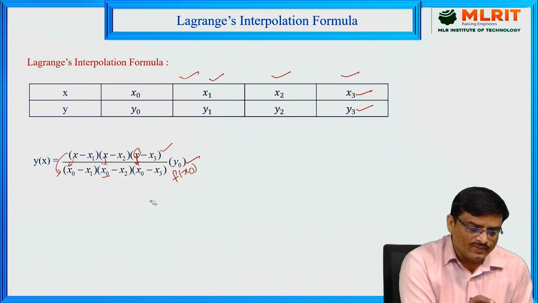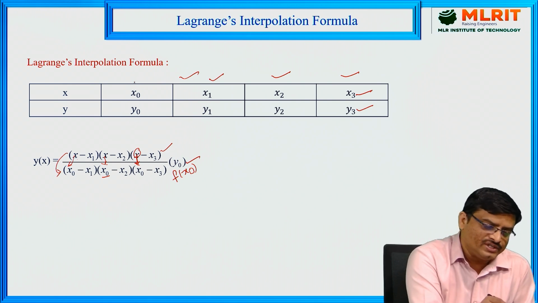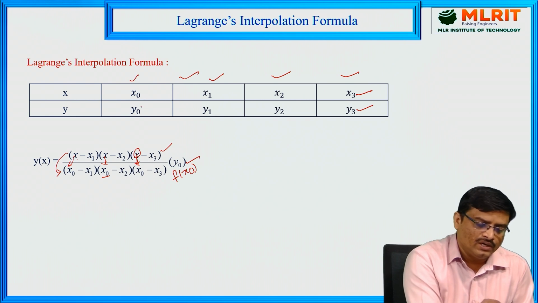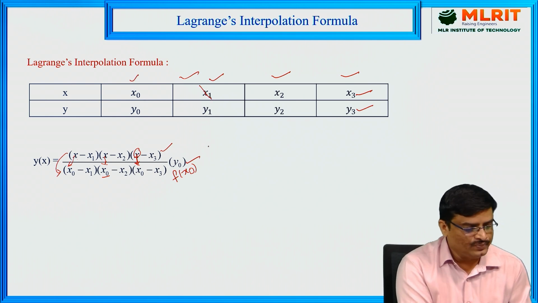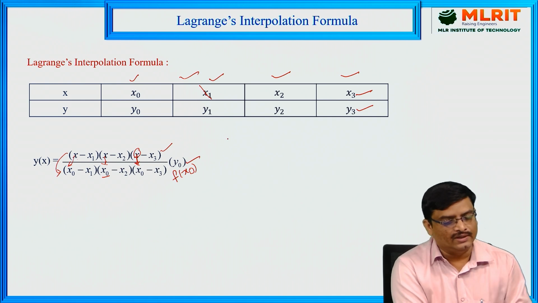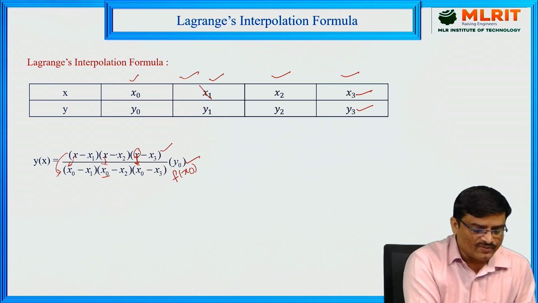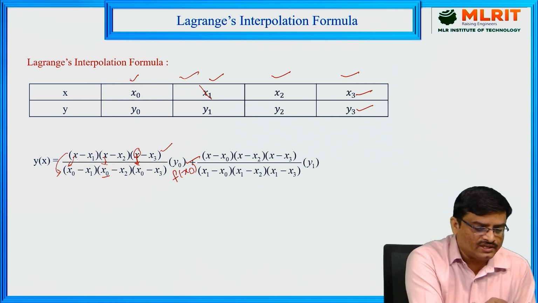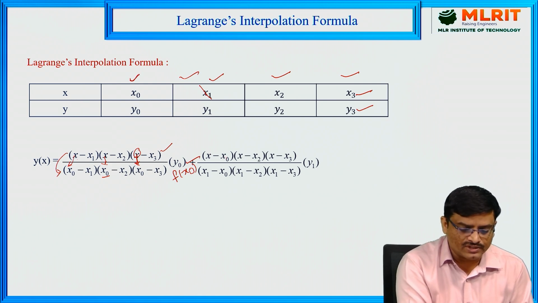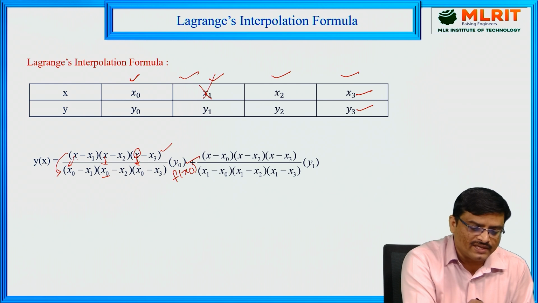Now, whatever value we neglected at the initial stage, you consider that, and now you neglect the x1 value, that is the second value, in order to get the second term. So now take the same one: x minus x0, considering the first value of x, that is x0, and now we are neglecting x1 here, so don't consider this x1.